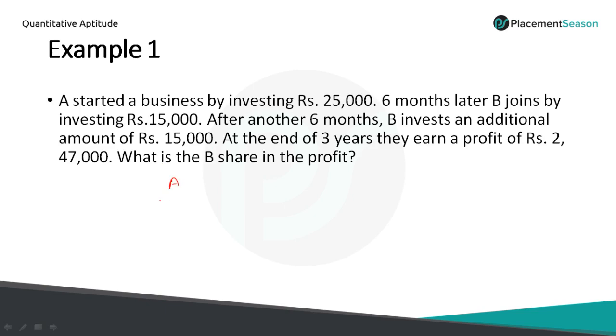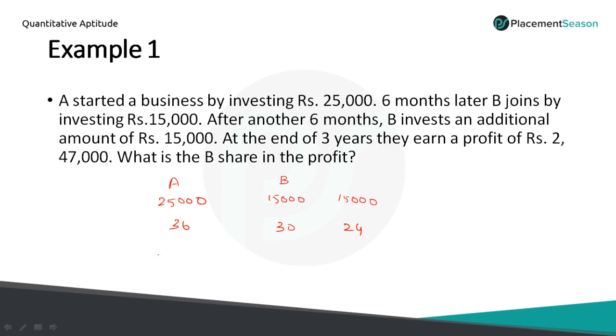So A has invested the amount 25,000 and this amount is in business for the entire 36 months. B has invested the amount 15,000 and this amount is in business for only 30 months because B invested this 15,000 after 6 months only. So again B has invested 15,000 and this 15,000 is in business for only 24 months. So the entire 15,000 plus 15,000 is invested by B, but at different time periods, 30 months and 24 months.